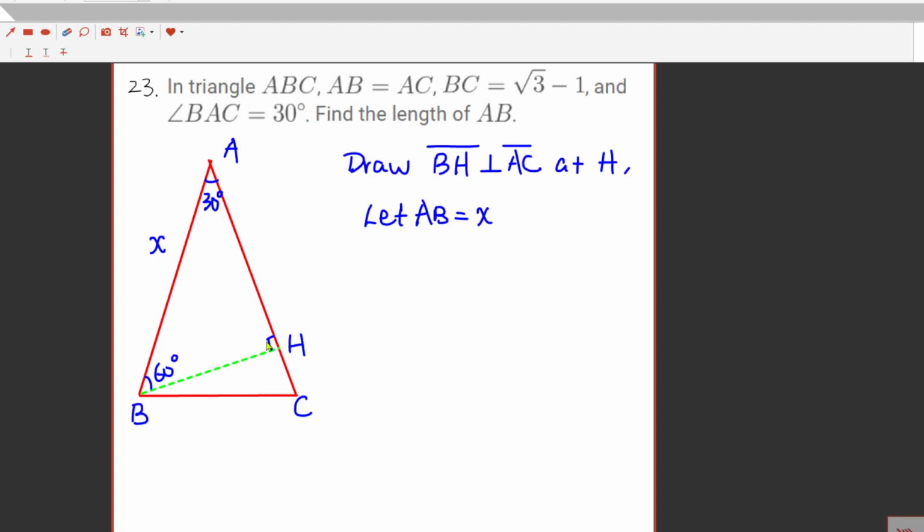Then we know AB is a hypotenuse. So BH must be half of it, right? Then we know BH must be half of X. And of course, you also know AH in terms of X, right? Therefore, AH must be square root 3 over 2 X, right?